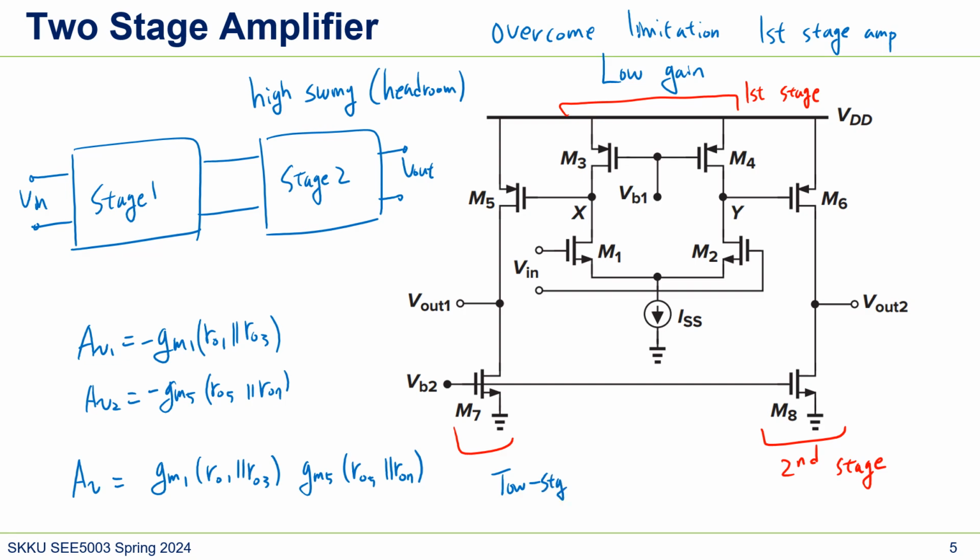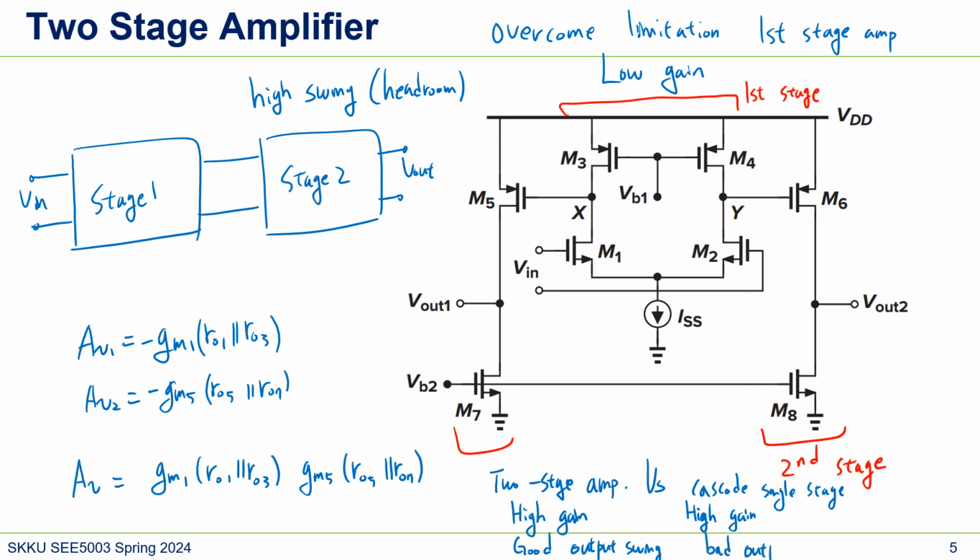Two-stage amp versus cascode single stage. Two-stage amp, of course it consumes more power, but still it has high gain. Cascode also has high gain, but two-stage has good output headroom, so good output swing. But cascode, bad output swing. So it's headroom.